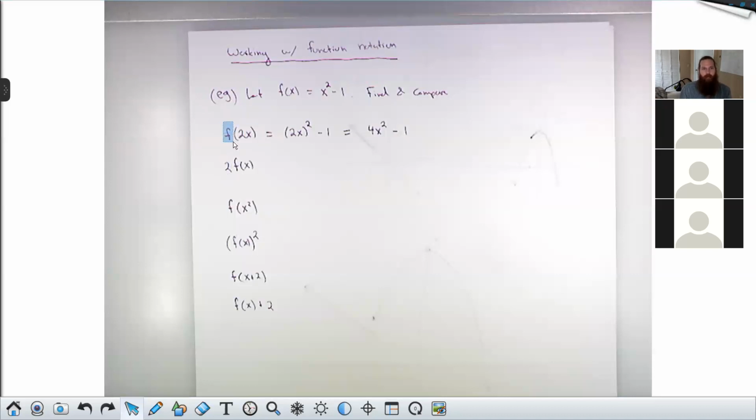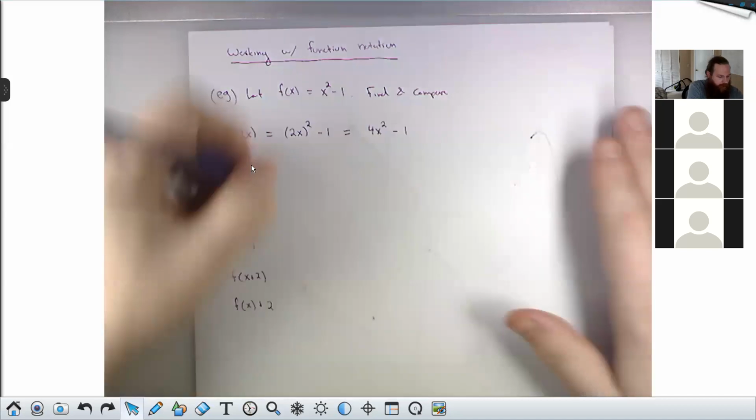But what we need to remember is that this isn't multiplication. This is function notation. This is the function f having been fed the input 2x. And there's not necessarily any reason for that to be the same as 2 times f of x.